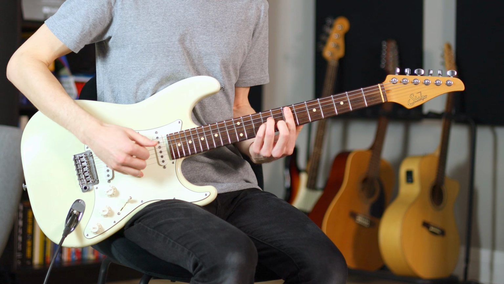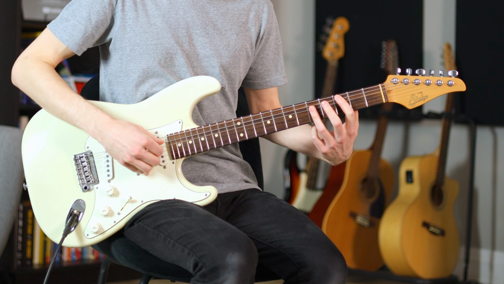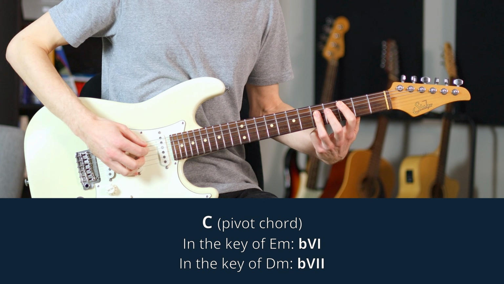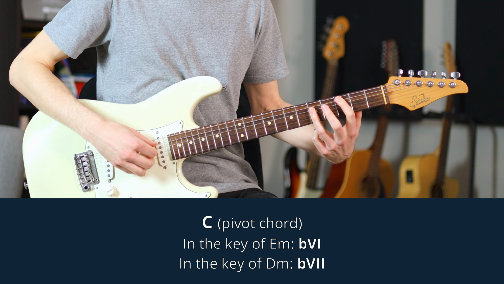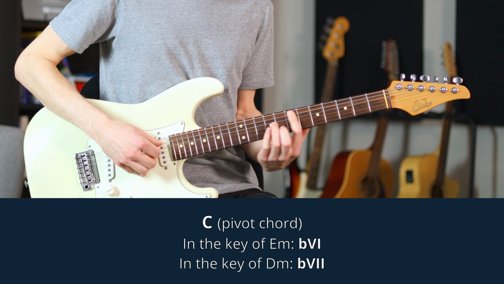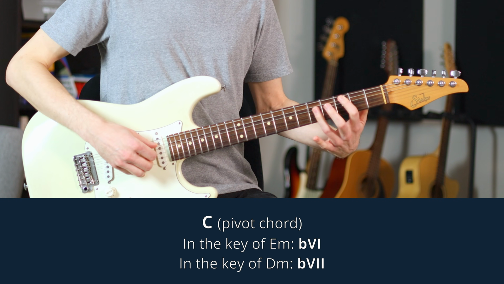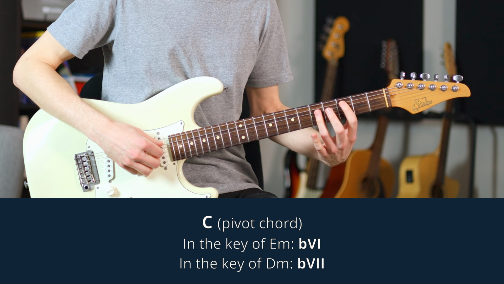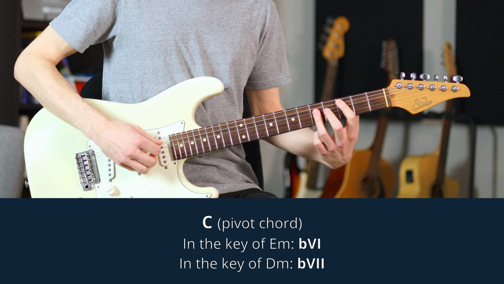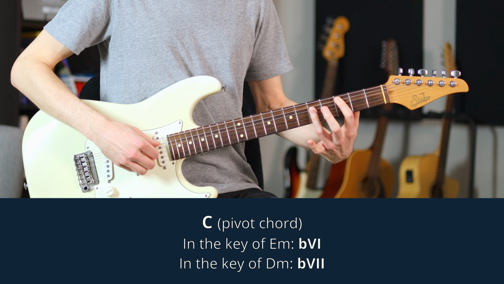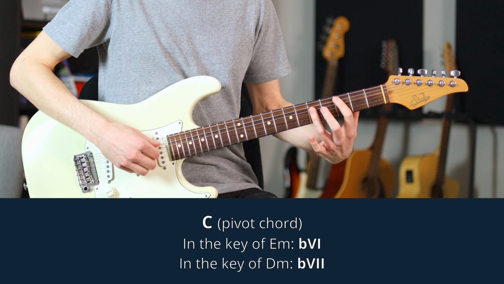So then after the E minor and D chords, we get to the chord C. And that's going to be our pivot chord because it's the flat 6 chord in our key of E minor. But it's also the flat 7 chord in our key of D minor, which we want to get to. Right? So we're going to use it as a pivot chord because it's in both keys.